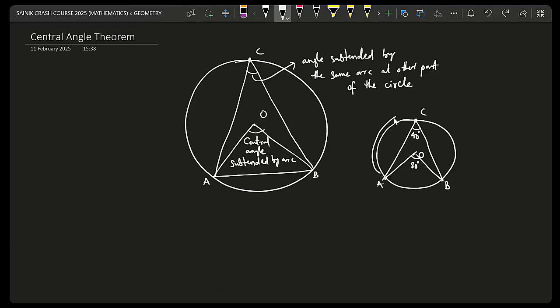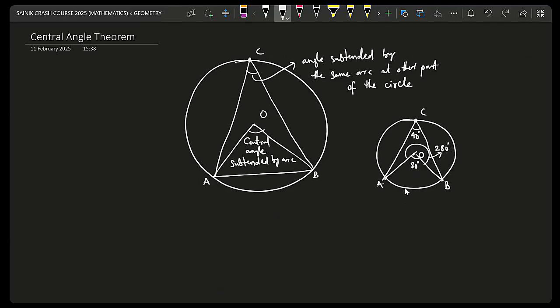See this one. Now the major arc is also an arc. It is subtending some angle at the center. Where is that? This angle. So what is this? 360 minus 80. There are two angles whose sum is going to become 360, the complete angle. So 360 minus 80 is going to be 280. So it's going to be 280 degrees.